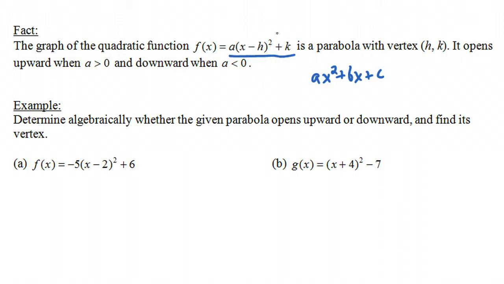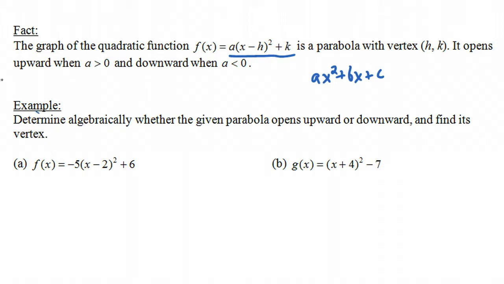Just like I did with our g that we had before, you could FOIL out x minus h squared, and then multiply it by a, then add k. Here the a, h, and k are constants, and the x is a variable. So there will be numbers in for a, h, and k, but x is the variable.